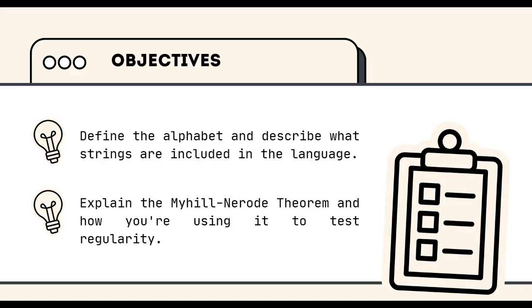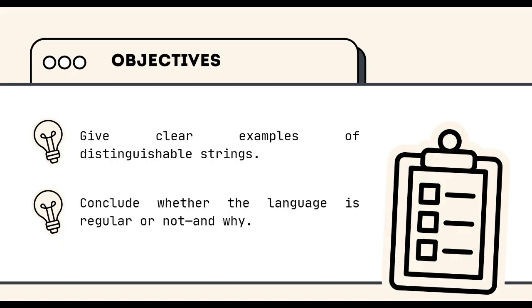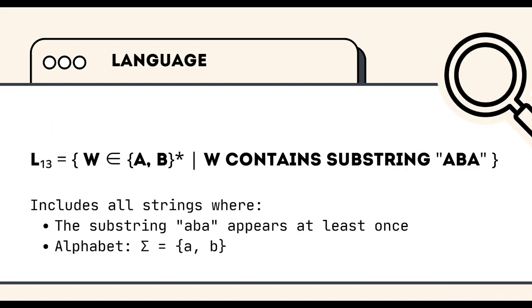In this presentation, I'll explain our language and its alphabet. I'll also define the Myhill Theorem and demonstrate how to apply the theorem to determine if our language is regular. I'll also provide clear examples of string classifications and present a conclusion about our language regularity.